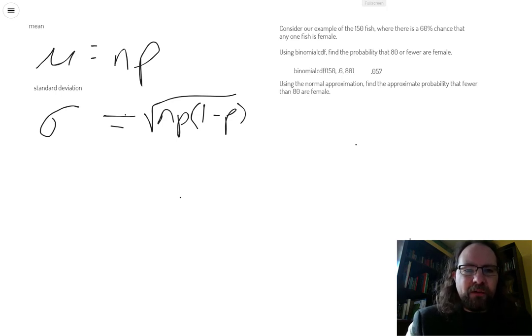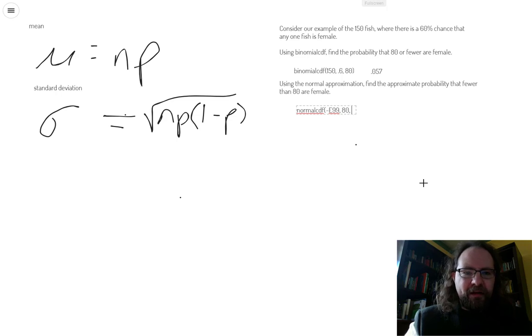All right. Now, the second problem says, using the normal approximation, find the approximate probability that fewer than 80 are female. So now we're treating it like a normal distribution, right? So in this case, I'm going to need normal CDF. And recall that normal CDF first takes in the lower and upper bounds. So my lower bound here just has to be a pretty low number. As long as you're low enough. I had my students use negative E99, which works pretty well because that's about as low as the calculator can go. The upper bound in this case is 80.